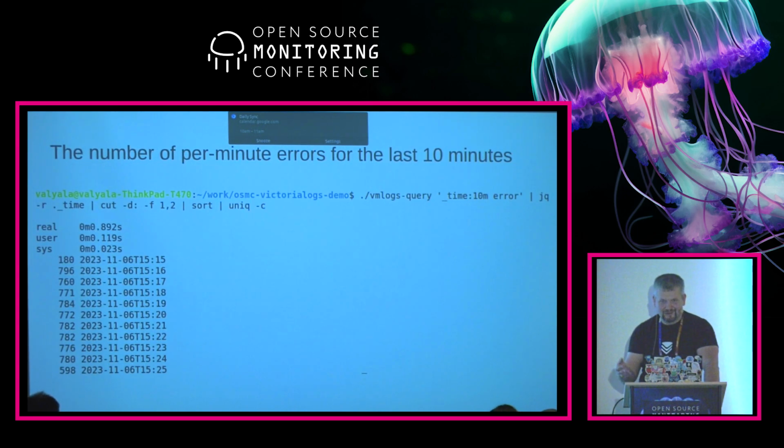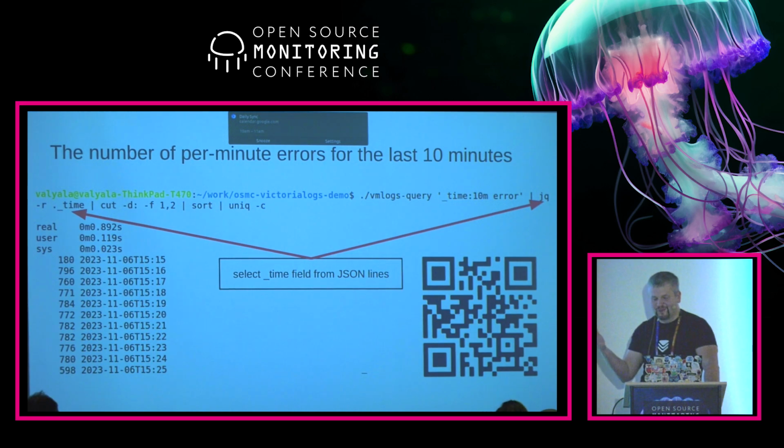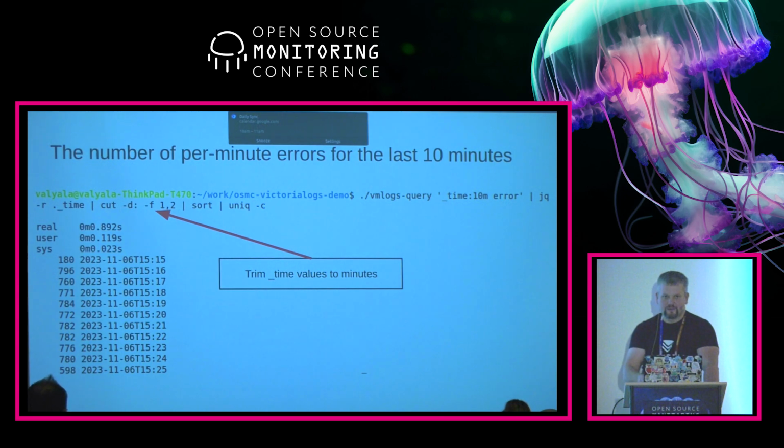What about calculating some kind of stats? For instance, how many error logs were generated per every minute during the last 10 minutes? It also can be implemented very simply. Just pipe query results for the last 10 minutes into a bash script which extracts the timestamp field and then the minute part of this timestamp, sorts them, and calculates the number of unique values, and you get per-minute stats of raw logs for the last 10 minutes.